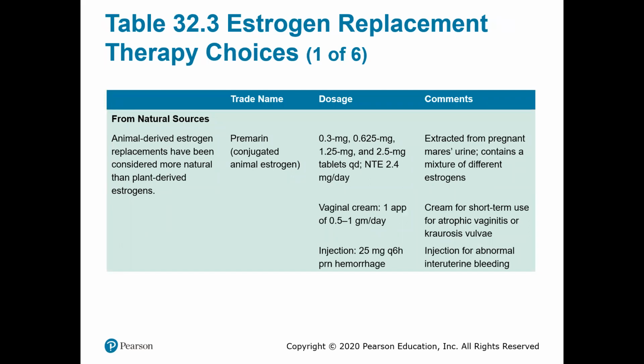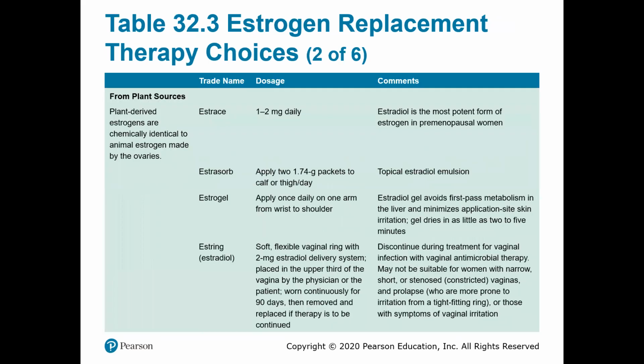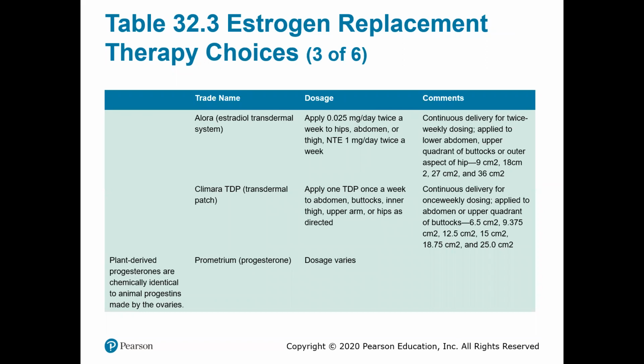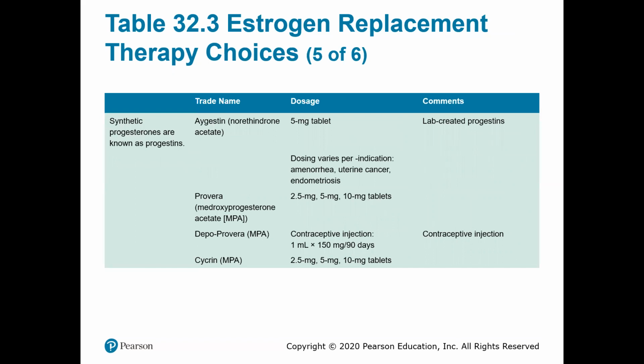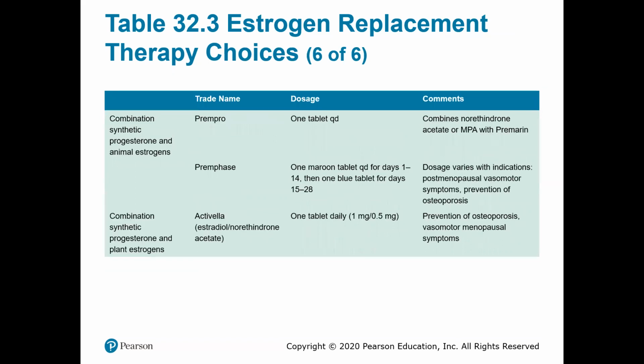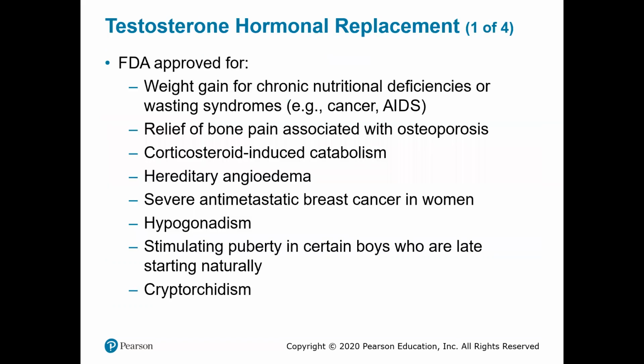So table 32-3 on textbook pages 544 to 545 provides estrogen replacement therapy choices. It divides these down into their sources, whether it be natural sources, plant-derived progesterones. We have lab-modified estrogens, synthetic progesterones known as progestins. There are combination synthetic progesterone and animal estrogens, as well as combination synthetic progesterone and plant estrogens. Again, I would go through that table more thoroughly at your own pace.